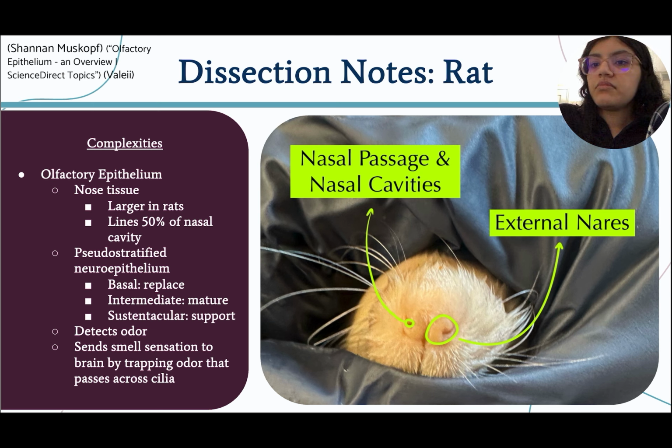And then there's the intermediate cell type, which contains both immature and mature olfactory neuron receptors, and they help replace these receptors as time goes by. And then there's the sustentacular cells, which are columnar cells, which help support the basal cells and intermediate cells in their function. And these sustentacular cells are actually also produced by the basal cells, but then they also help them replenish. And basically, this olfactory epithelium works in rats by trapping odor that passes across the cilia and sending information to the brain.